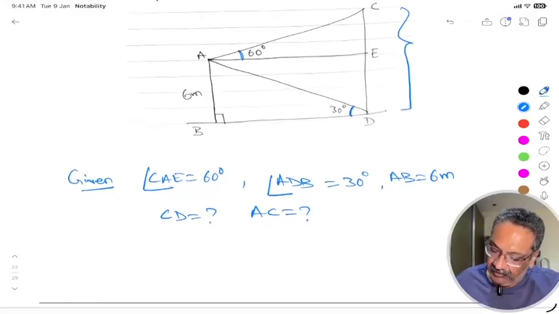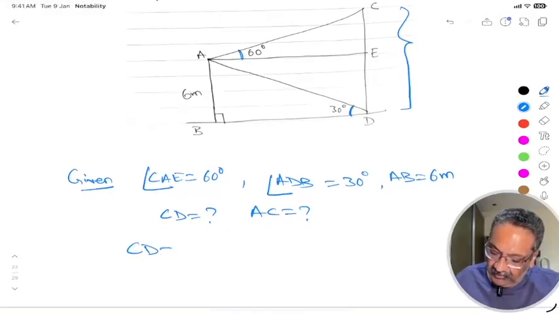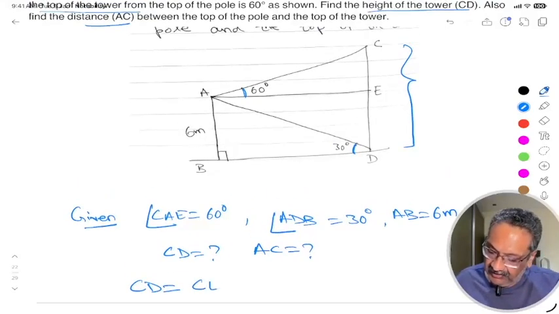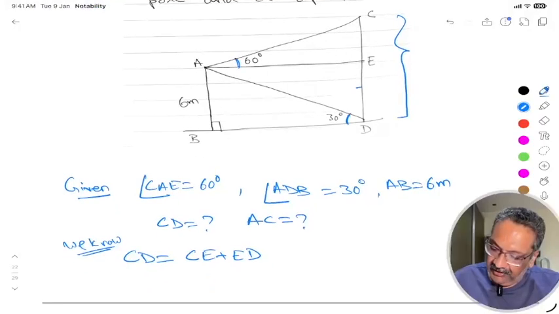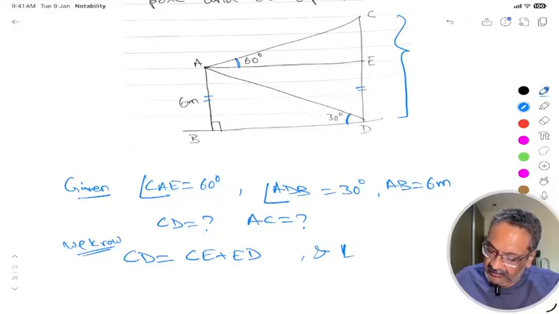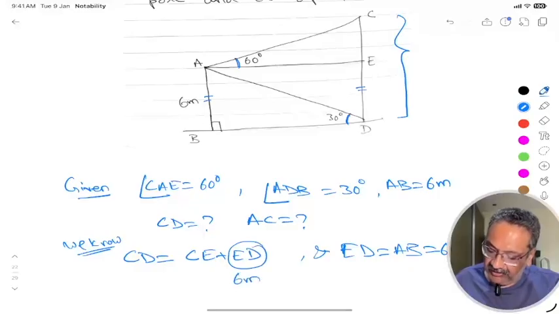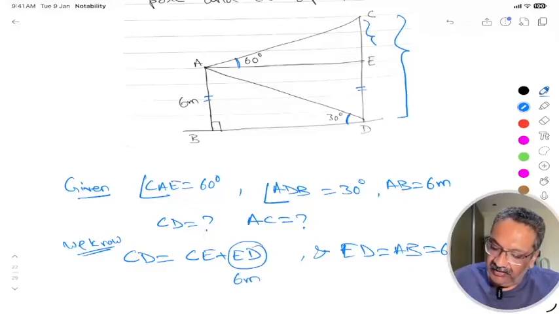Now CD, we know CD is equal to, looking at this drawing, CE plus ED. But ED will be equal to AB, and ED is equal to AB, which is given to be 6 meters. So 6 meters we know. Now we have to find CE.